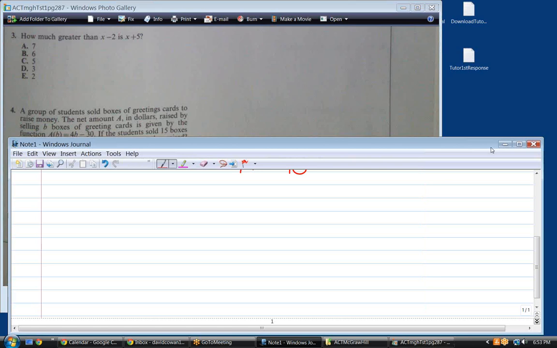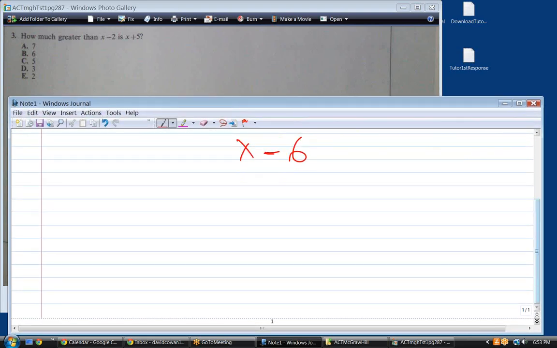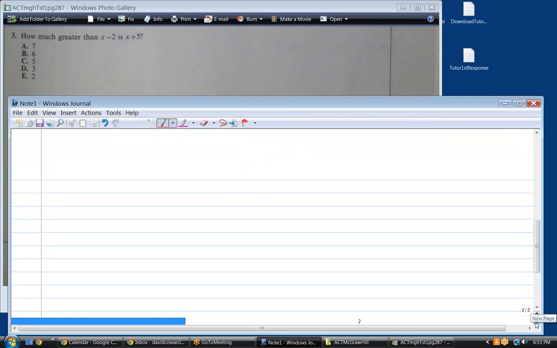Can you see these okay? I could expand this a little bit if you can. Oh, yeah, I can see them perfectly. Cool.